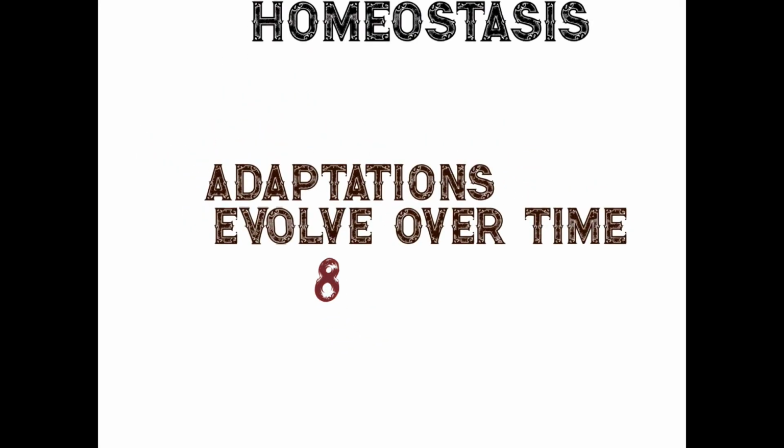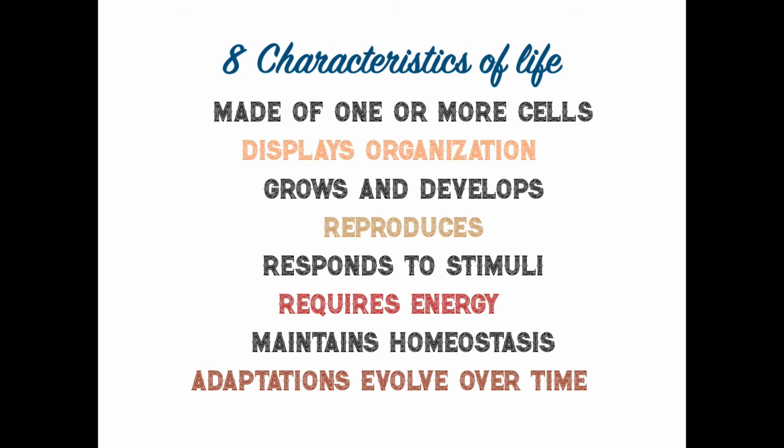Okay, so here again is a summary of the 8 characteristics of life. You do want to know what each of these is and what it does. And remember that a living organism has all 8 of these characteristics, not just 1, 2, or half of them. It has to have all 8 for it to be a living organism.